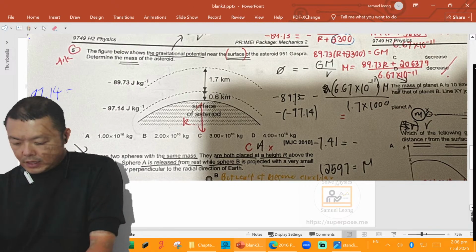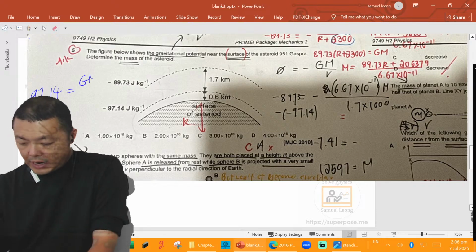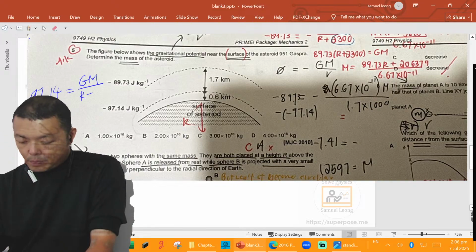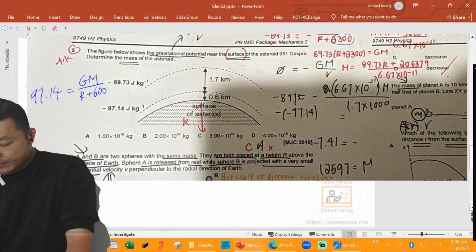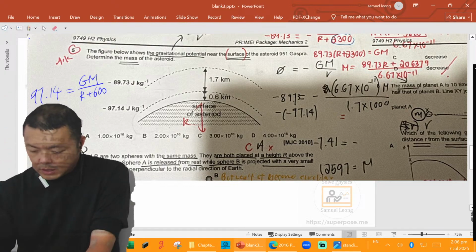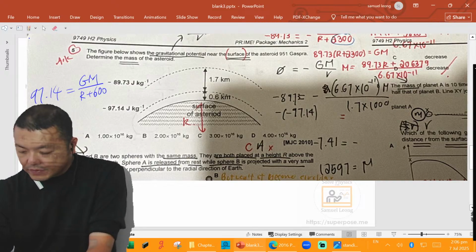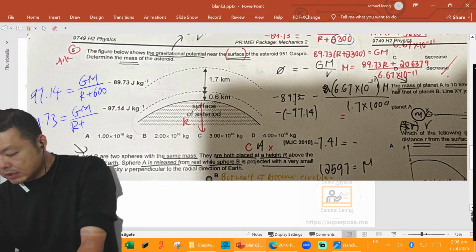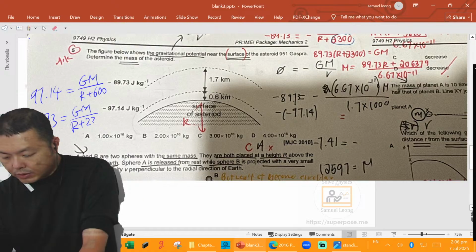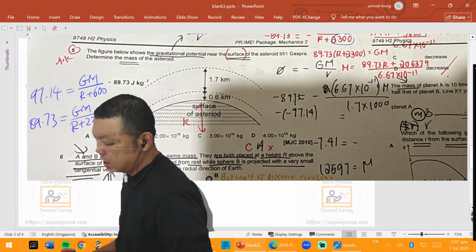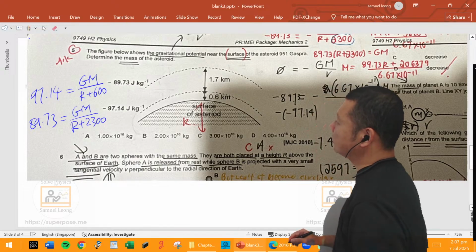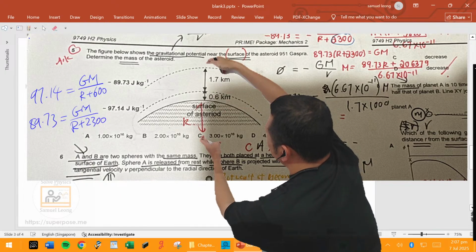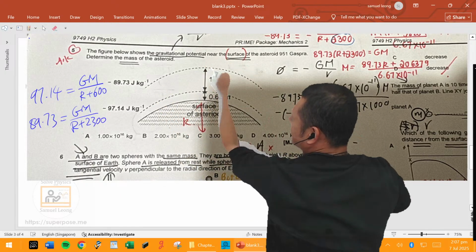So 97.14 equals GM over R plus 600. 89.73 equals GM over R plus 2300. And you understand already, right? Because it's the entire distance. Like you have to take it from here. What do you do?